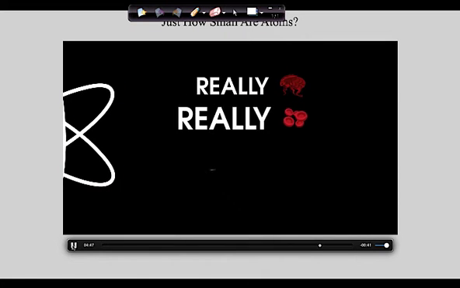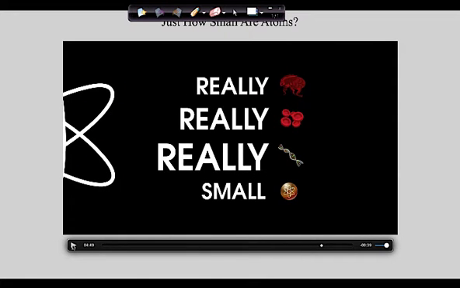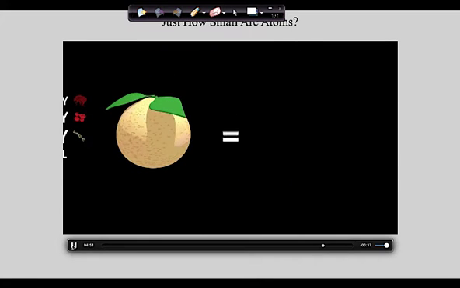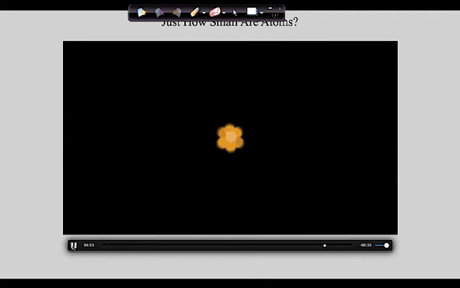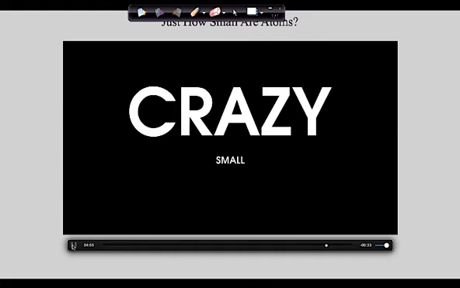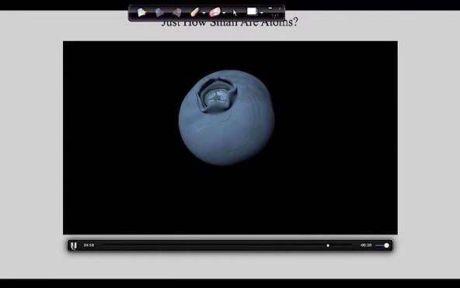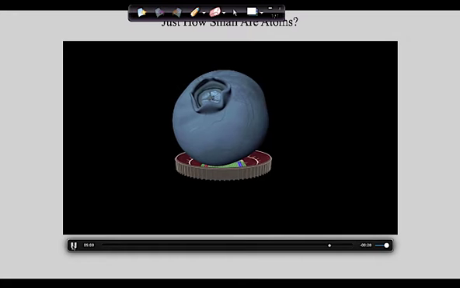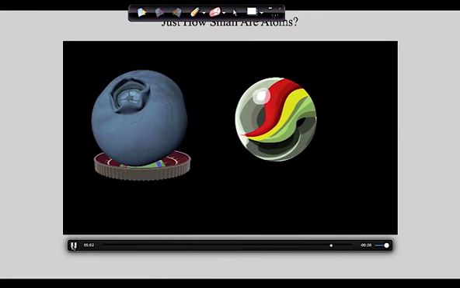All right, let's review. The atom is really, really, really small. How small? What do you think of? Blueberries in the earth. Think atoms in a grapefruit, like blueberries in the earth. The nucleus is crazy small. So how small is the nucleus? Lavelle Edwards Stadium is the atom, the nucleus is a marble. Now look inside the blueberry and blow it up to the size of a football stadium, and now the nucleus is a marble in the middle.